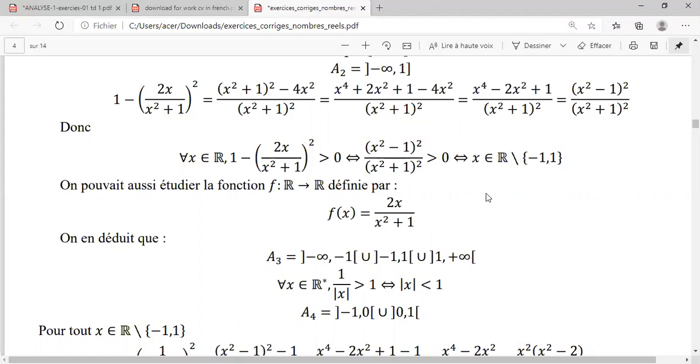Strictement, ici, strictement. Donc, on pouvait aussi étudier la fonction de f. We can also study this function by saying f of x is equal to 2x over x squared plus 1. On déduit que A3 égale moins infinity, moins 1, union 1, virgule infinity. So we can have an infinity set because these can cancel themselves, negative infinity up to positive infinity, which is a set that is defined for x.